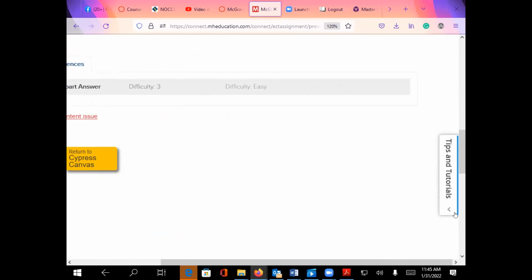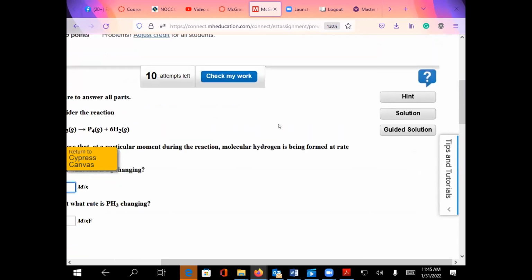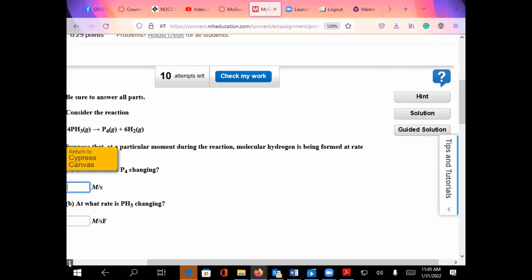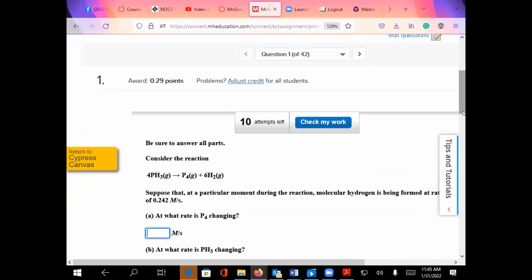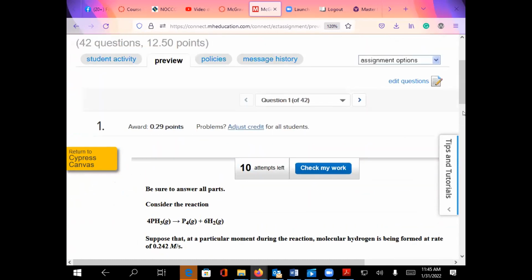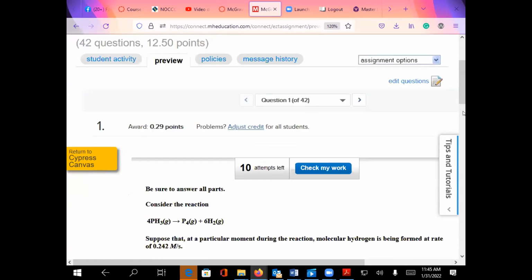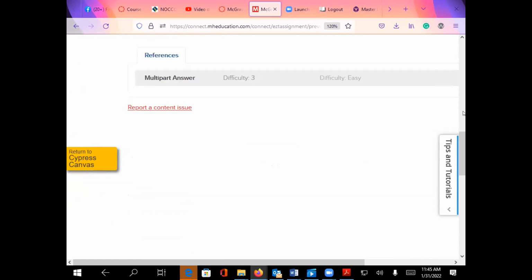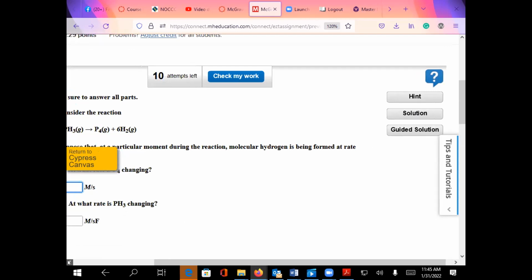So you got 10 attempts. These have algorithms, and so you can do other versions. You can check your work. So it's going to take you a while, but you're going to learn. It's really nice because you're going to learn. So yeah, I set these up so that you've got 10 attempts, you've got algorithms. That means you can look at the hint, look at the solution, which is really nice, and then go do another version.